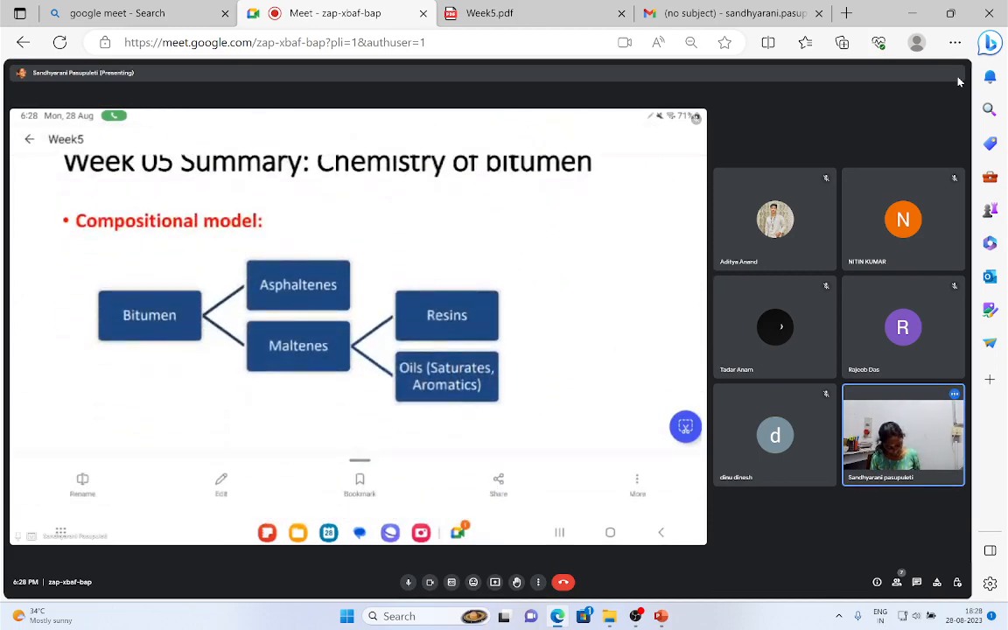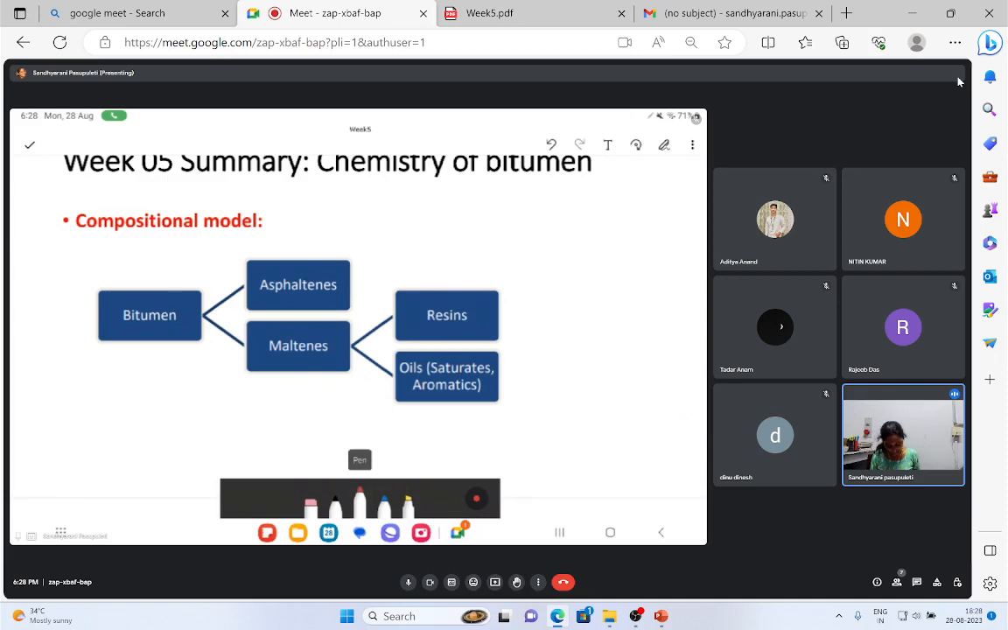In brief, if we want to understand what exactly bitumen consists of, bitumen has a lot of molecular and elemental composition. If we divide them, they can be divided into asphaltenes and maltenes. Just remember the SARA fractions. S means saturates, aromatics, R means resins, and A means asphaltenes.